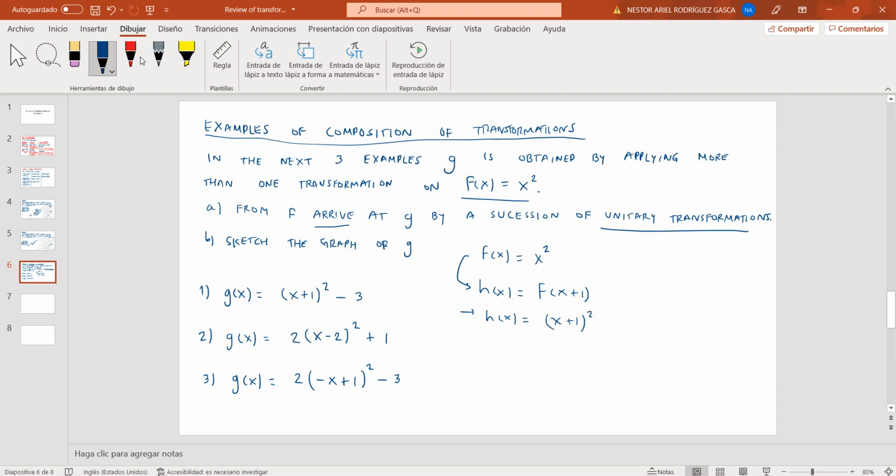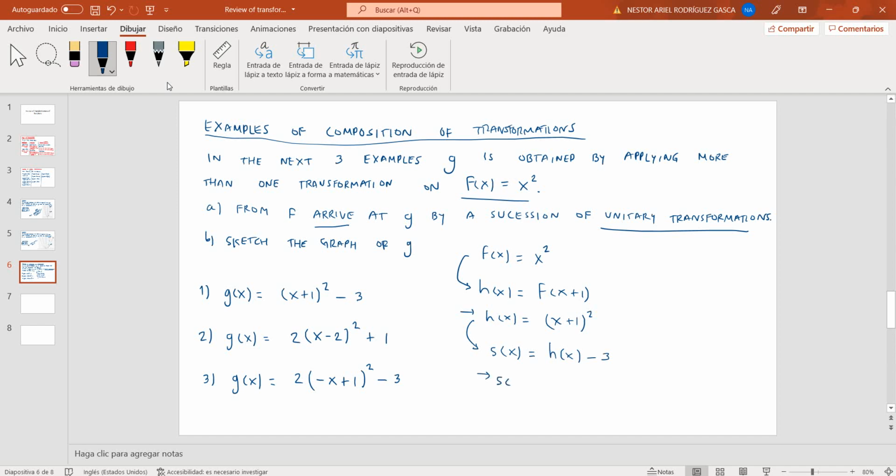Now I take this current function and I'm going to make a transformation on this once again. Let me use the same type of arrow, this one. So from here, I'm going to jump here, and let me call it S. Now S is going to be a vertical translation of 3 units downwards on h. So it's going to be h of x minus 3. So as we can see, S is a vertical translation of 3 units downwards of h.